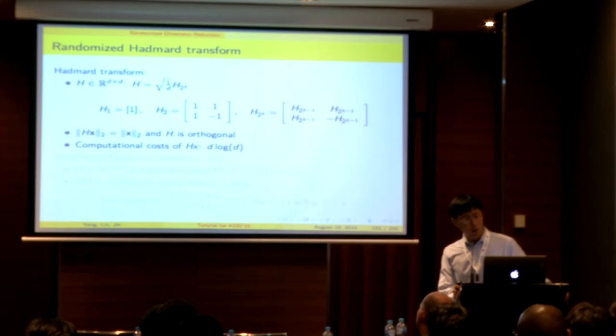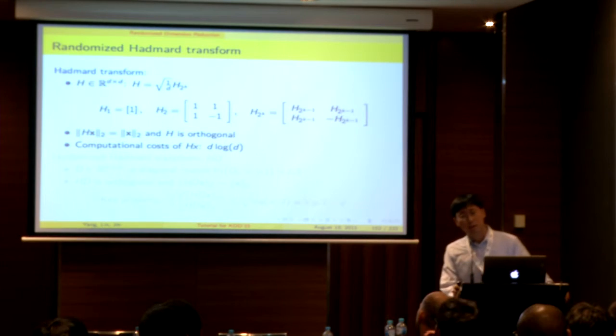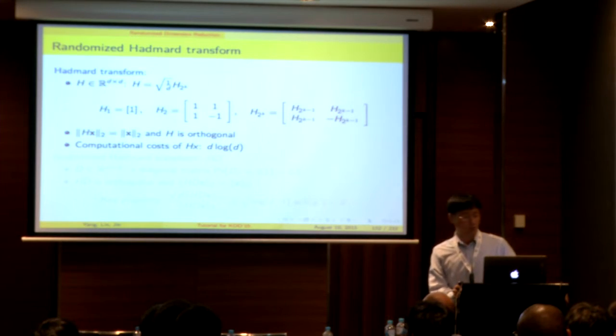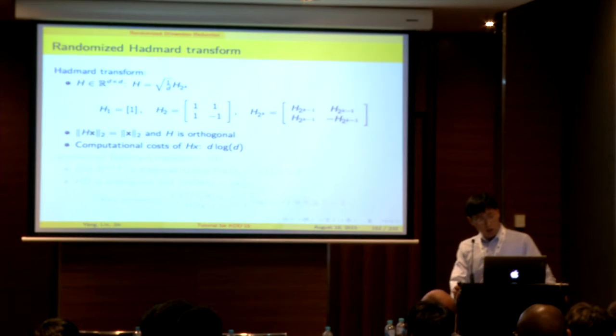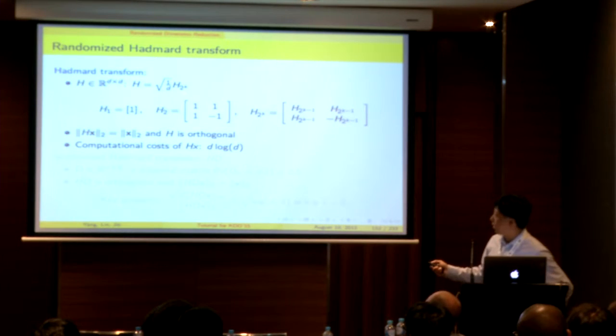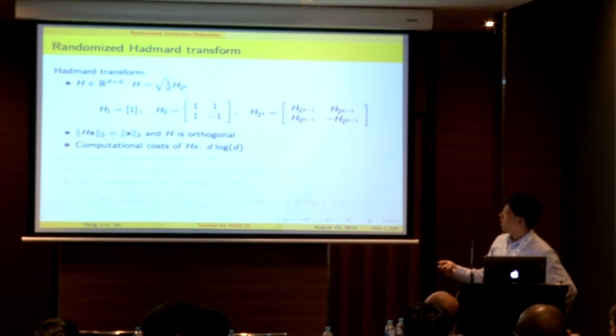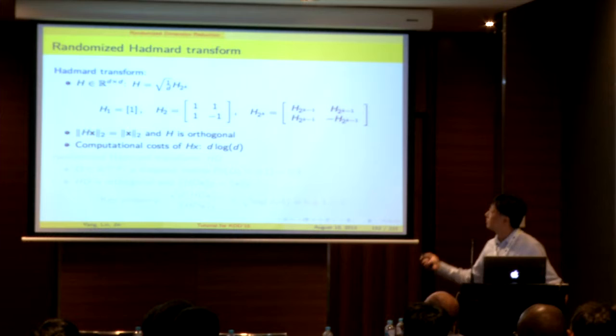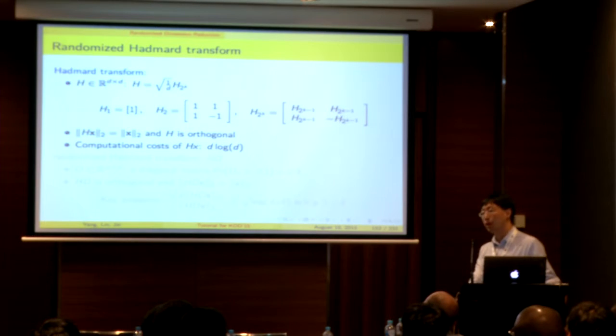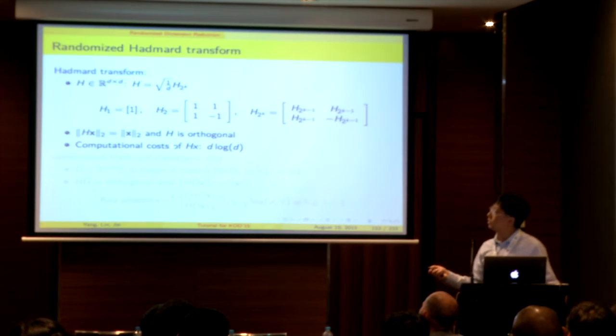So let me first tell you what the Harmonic transform is. The Harmonic transform is defined for dimension which is a power of 2. Let's say d here is a power of 2, which is 2 to the power of k. It's defined recursively. With one dimension, h1 is 1, h2 is [1, 1; 1, -1], and h with dimension 2 to the power of k is defined using the h with dimension 2 to the power of k minus 1. Because of this recursive structure, we can calculate this transformation very efficiently.